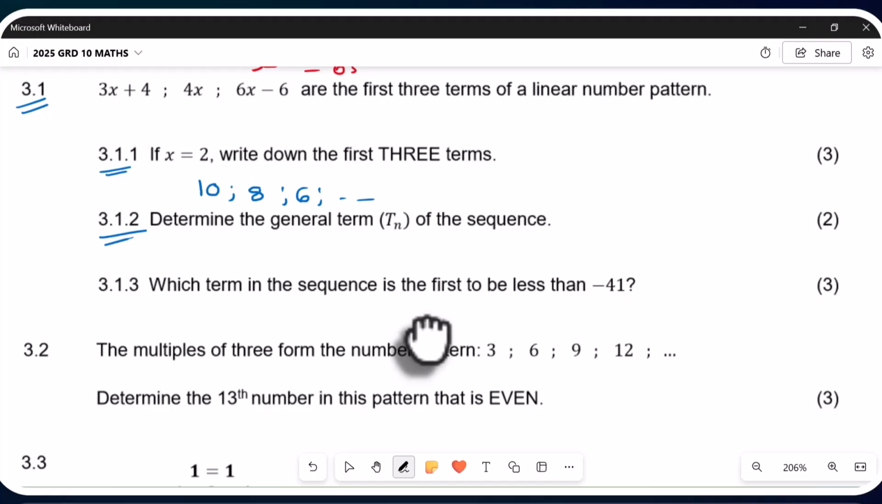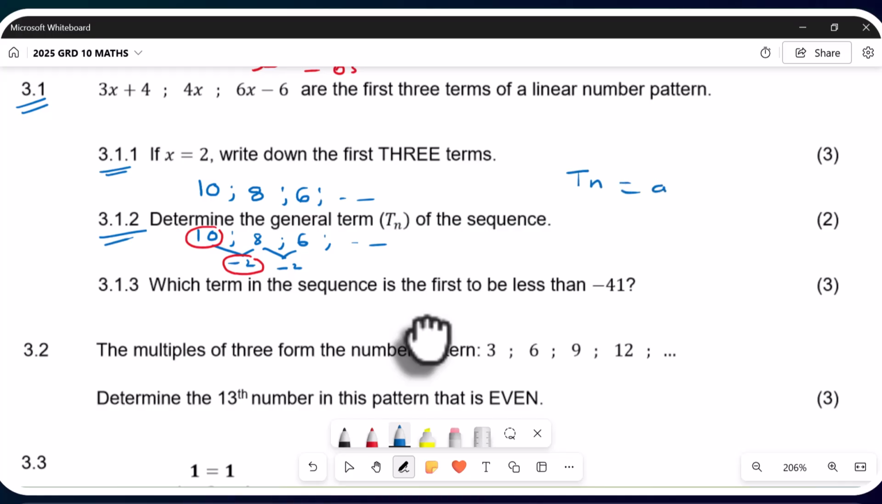Because after negative 41, you got negative 42. So it means we are correct. The difference is minus 2. So actually, to answer the question, it means that term 27 is the first one to be less than negative 41, because it gives negative 42. Are we together?